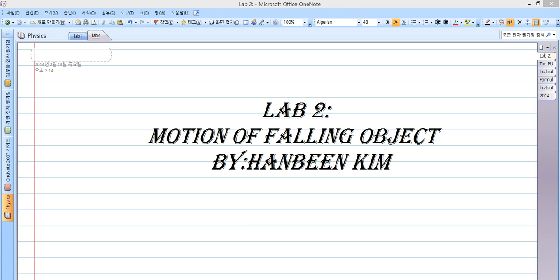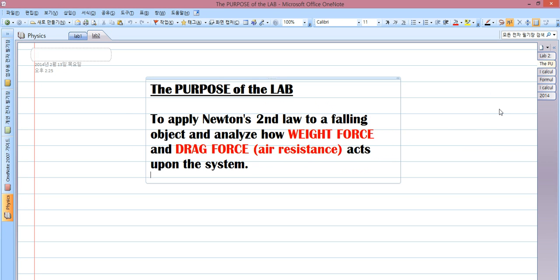Lab 2, Motion of the Falling Object by Hanbin Kim. The purpose of the lab was to apply Newton's second law to a falling object and analyze how weight force and drag force act upon the system.